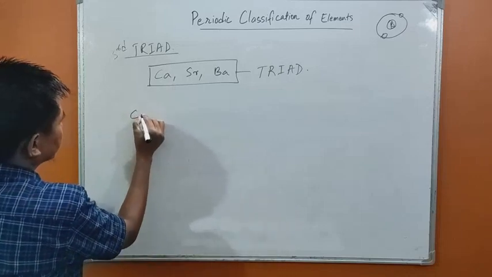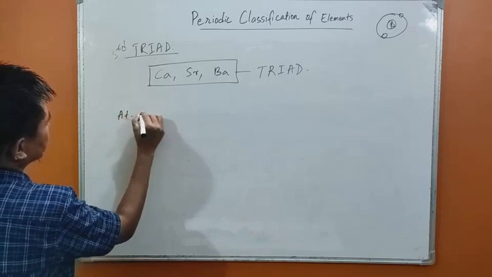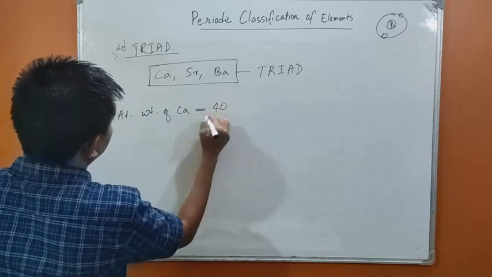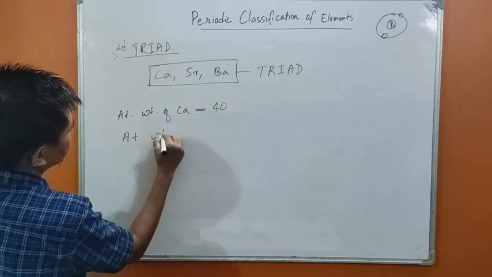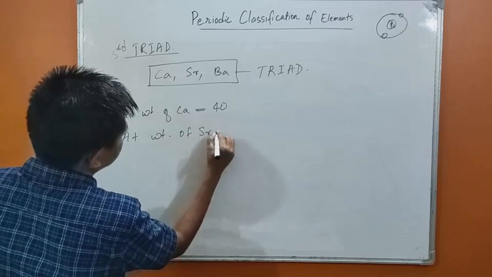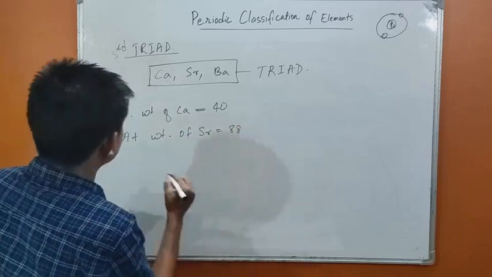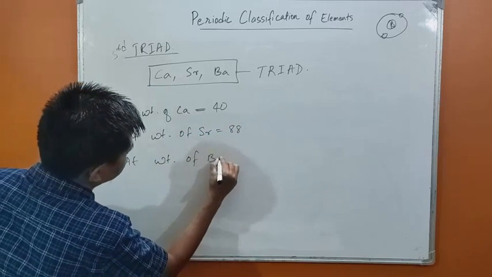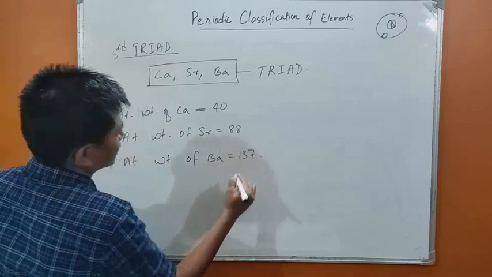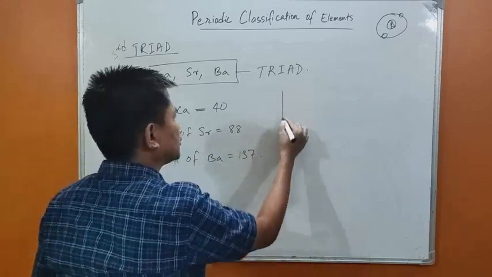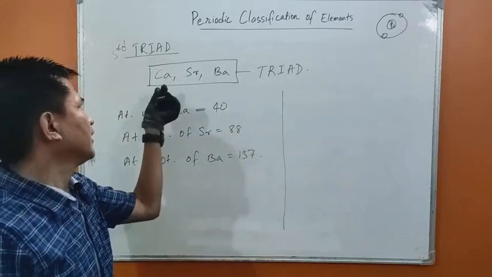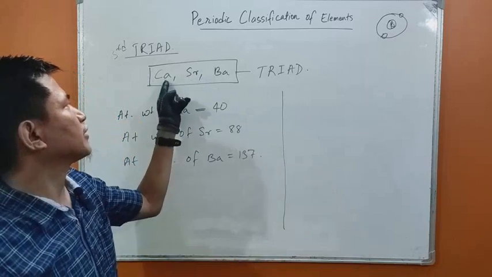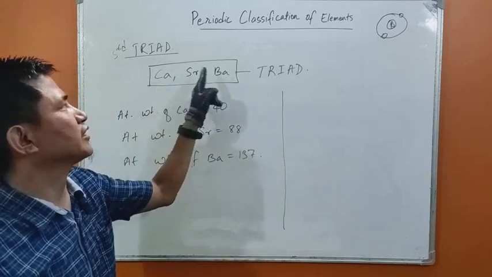Atomic weight of calcium is 40, isn't it? Atomic weight of strontium is 88. Atomic weight of barium is 137. Now, according to Dobereiner, we know that the atomic weight of the middle element is very close to or exactly equal to the average of the atomic weights of the first and the third element, isn't it?